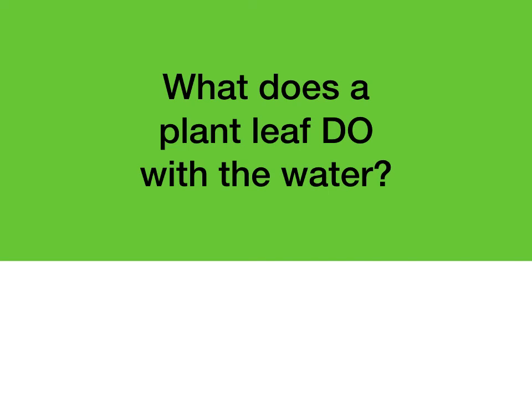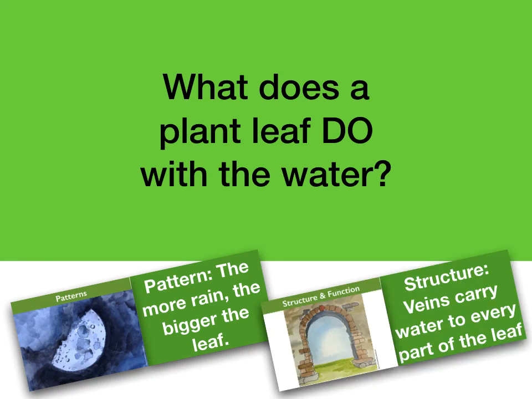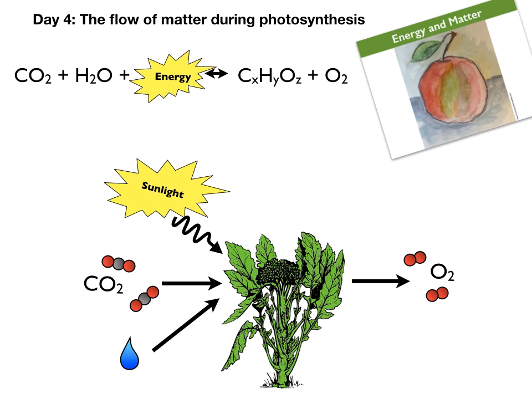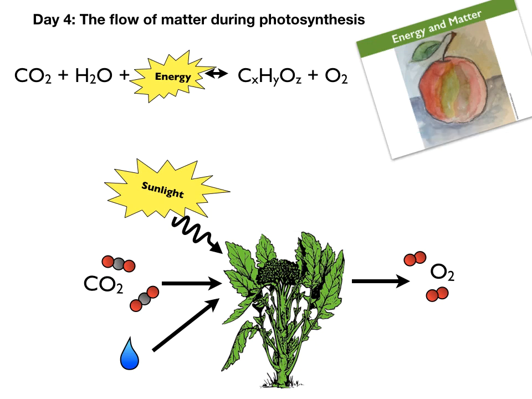Now we can return to our question, what does the plant do with the water? We of course know this pattern that the more rain, the bigger the leaf. But then we have this structure and function relationship that veins carry water to every part of the leaf. These two things together allow us to jump off into a day 4, where we're looking at the flow of matter during photosynthesis, and we can develop models for that, and there are a bunch of resources and simulators for teaching about photosynthesis online. But the key here is that we've motivated all of that by really exploring and observing things in our own backyard. And we can revisit some of those phenomena like the veins of the leaf size, and really put 2 and 2 together.